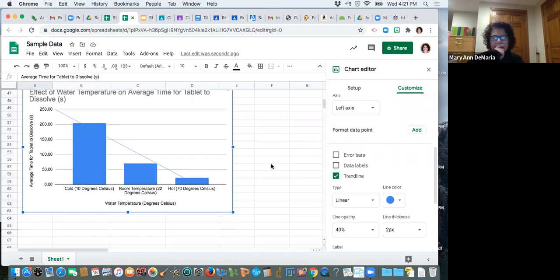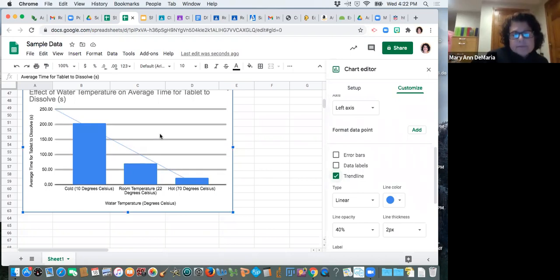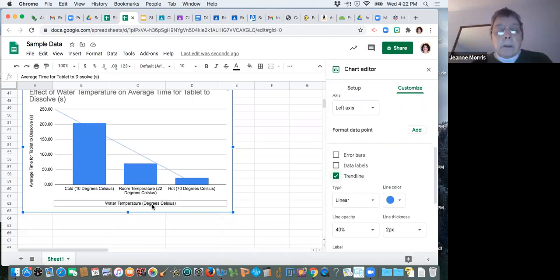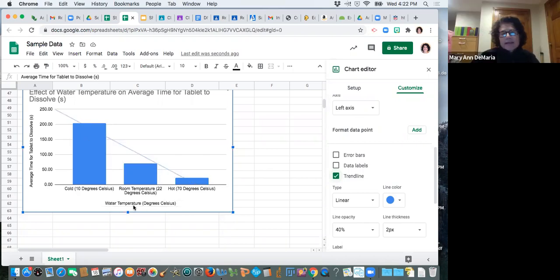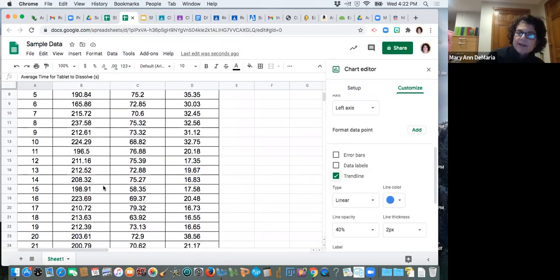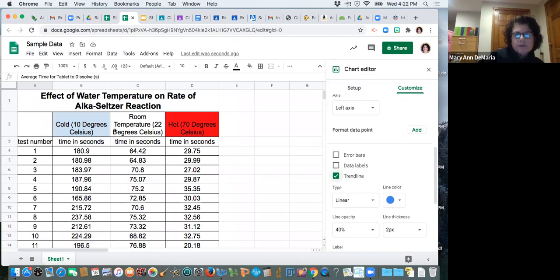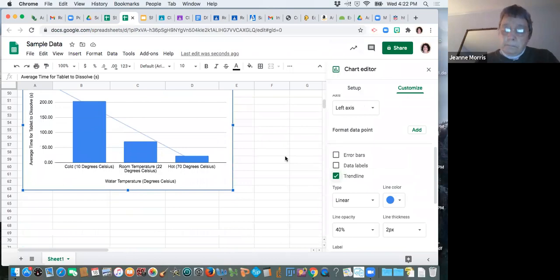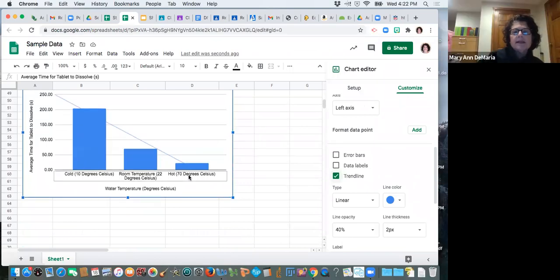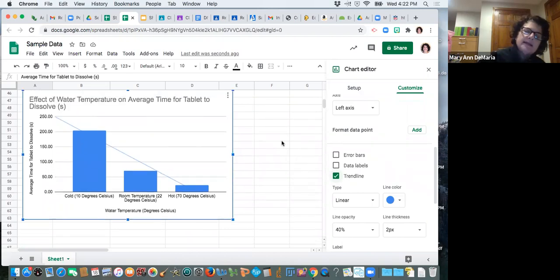So what does that trend line tell us? Anybody want to take a guess, or do you know? Well, it's descending. Correct. So we could talk it out. As the water temperature increases, what happens to the time for the tablet to dissolve? Takes less time. There you go. It takes less time, so the reaction is faster. And notice we were smart when we organized our data, that we did it in order of cold, room temperature, hot, so that we were able to put that trend line in. If a kid graphed room temperature here, cold, and then hot, we wouldn't have been able to use that trend line in our graph.